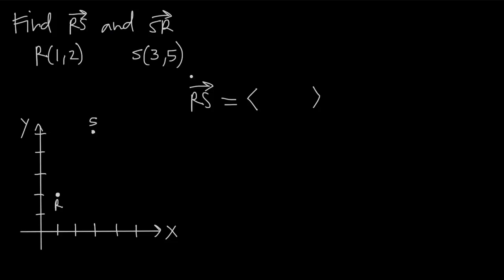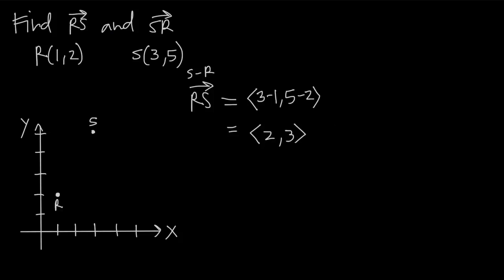So for RS, we're going to take the values from the coordinate point S and subtract the values from the coordinate point R. So to get our new x value, we're going to say 3 minus 1. And to get our new y value, we're going to say 5 minus 2. In other words, we did S minus R. So when we simplify here, 3 minus 1 gives us 2, 5 minus 2 gives us 3. So the vector then is <2, 3>.